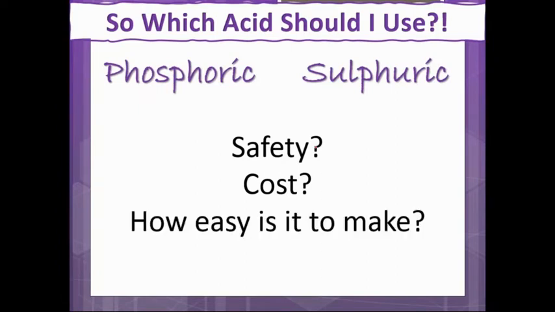And how easy is that acid to actually make? Is it readily available? Is it really hard to get hold of? Is it easy to get hold of, but it takes a long time to get? There's all sorts of these things to consider.